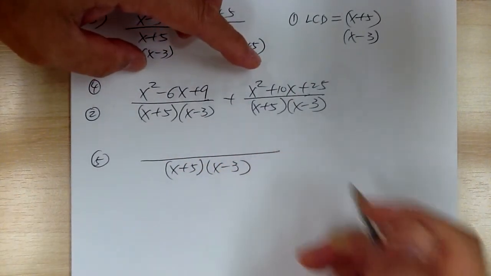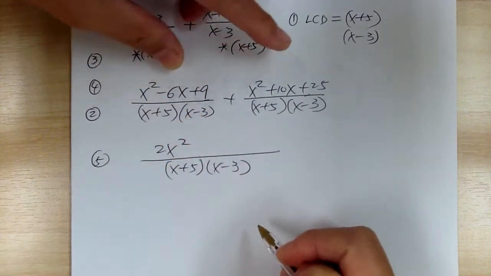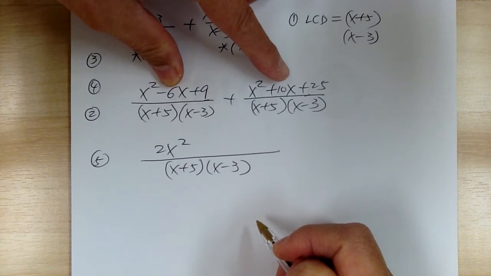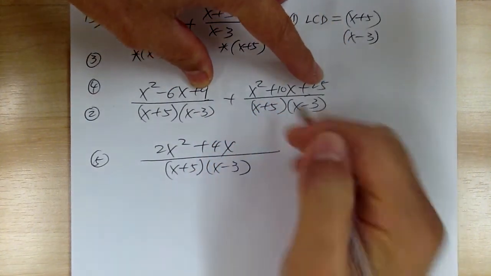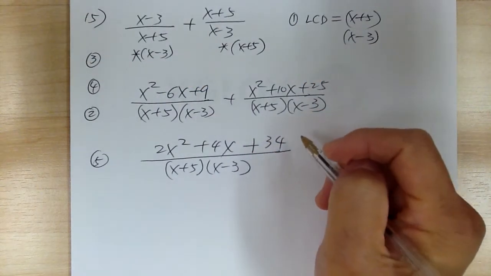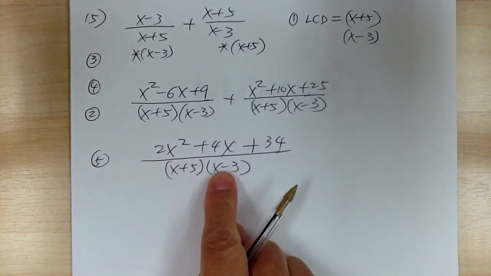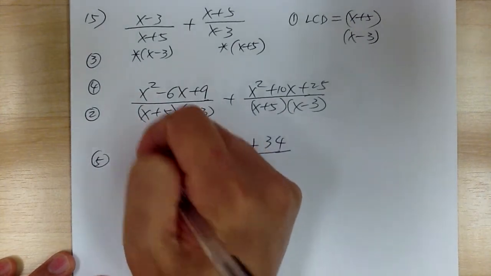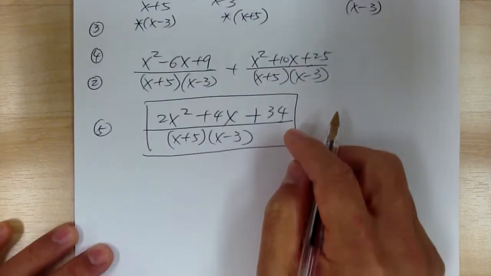Again, do the like terms. So x squared plus x squared is 2x squared. Negative 6x plus 10x would be plus 4x. 9 plus 25 would become plus 34. And if you check factoring, the only thing you can factor is 2. And that's not a 2 for you to cancel. So it's not going to do any good. So this is it. Okay, so you can try factoring, see if you can cancel more.